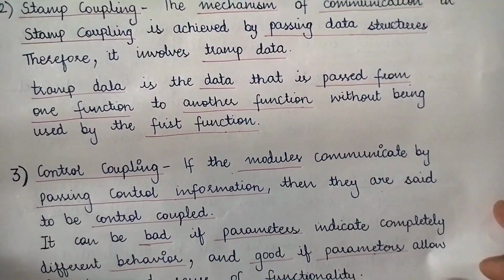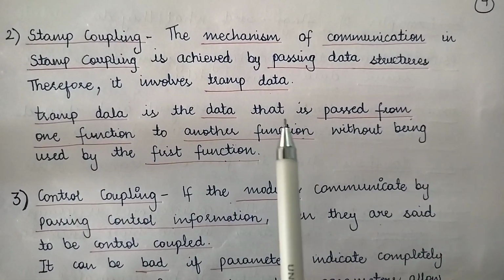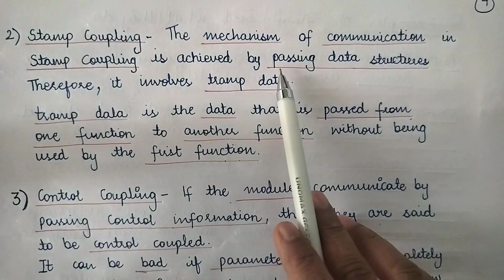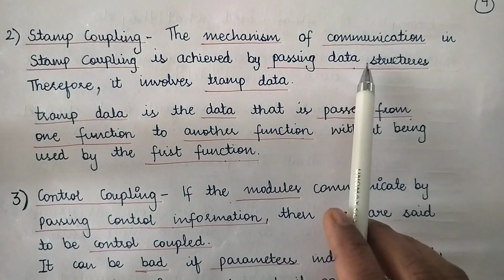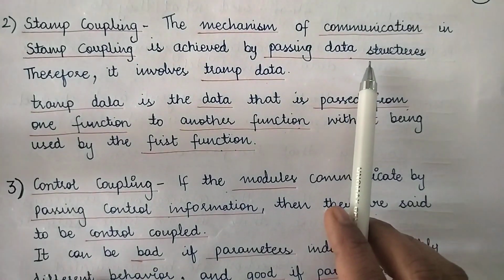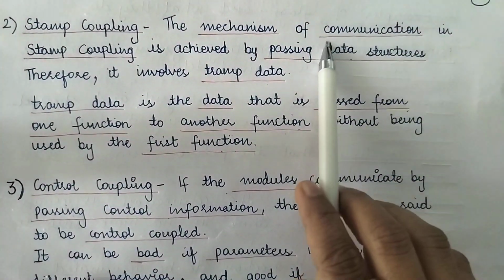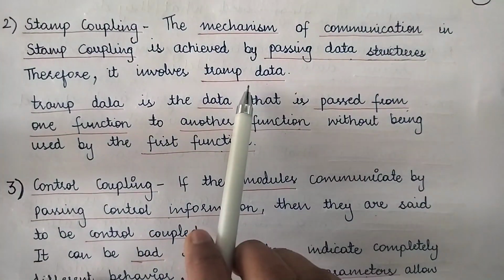Now after data coupling, the other type of coupling is stamp coupling. In stamp coupling, the communication takes place by passing data structures. Unlike data coupling, in which we were passing data as parameters, in stamp coupling we are passing the entire data structures. Therefore it involves tramp data.